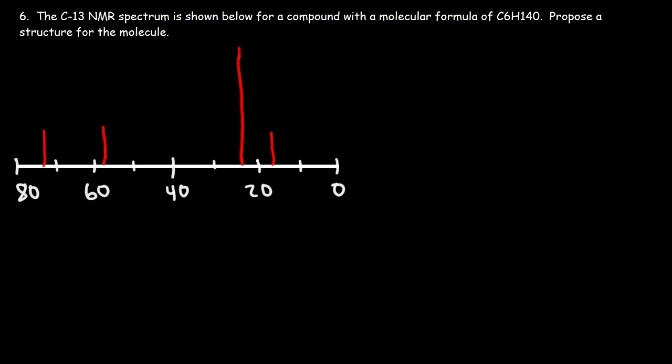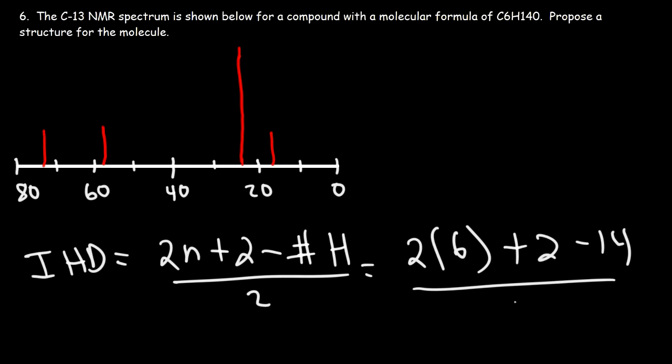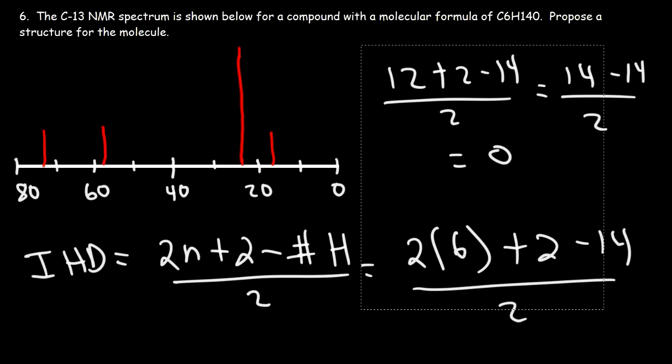Now, there's something else that we could use that will help us to eliminate some possibilities. And that is the IHD, the index of hydrogen deficiency. It's equal to 2n plus 2 minus the number of hydrogen atoms, divided by 2. So n is the number of carbon atoms. We have 6 carbon atoms in this molecule, and we have 14 hydrogen atoms. Now 2 times 6 is 12, and 12 plus 2 is 14. 14 minus 14 is 0. So the IHD is 0.